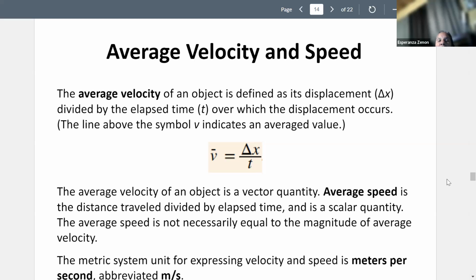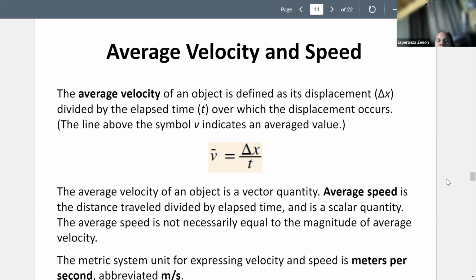Average speed, on the other hand, is distance divided by elapsed time. Okay. So see, that's why it's important from the start that you understand the difference between distance and displacement. Because if we want average velocity, we need to be using displacement. If we want average speed, we need to be using distance. Okay.